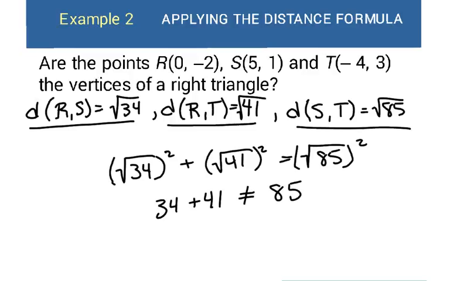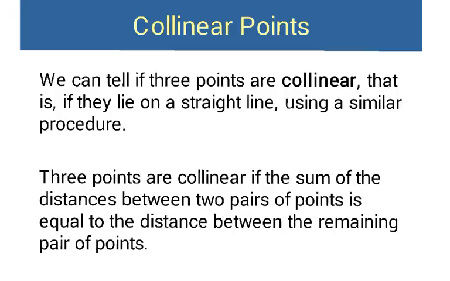So this tells us that the triangle formed by these 3 points does not create a right triangle. Not a right triangle. Okay? In the next example, what we're going to do is tell if 3 points are collinear, and the distance formula is going to play into this too.